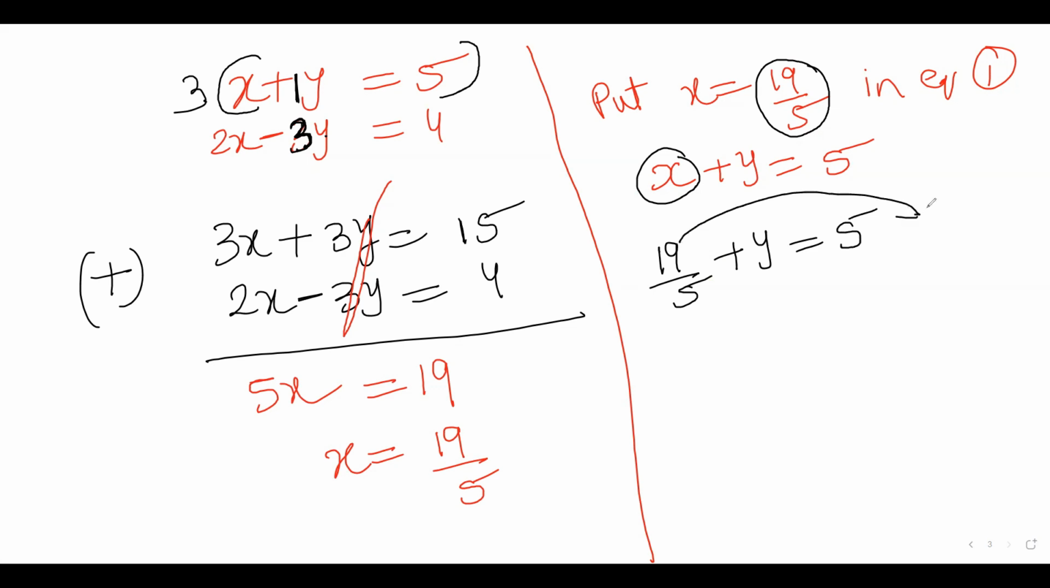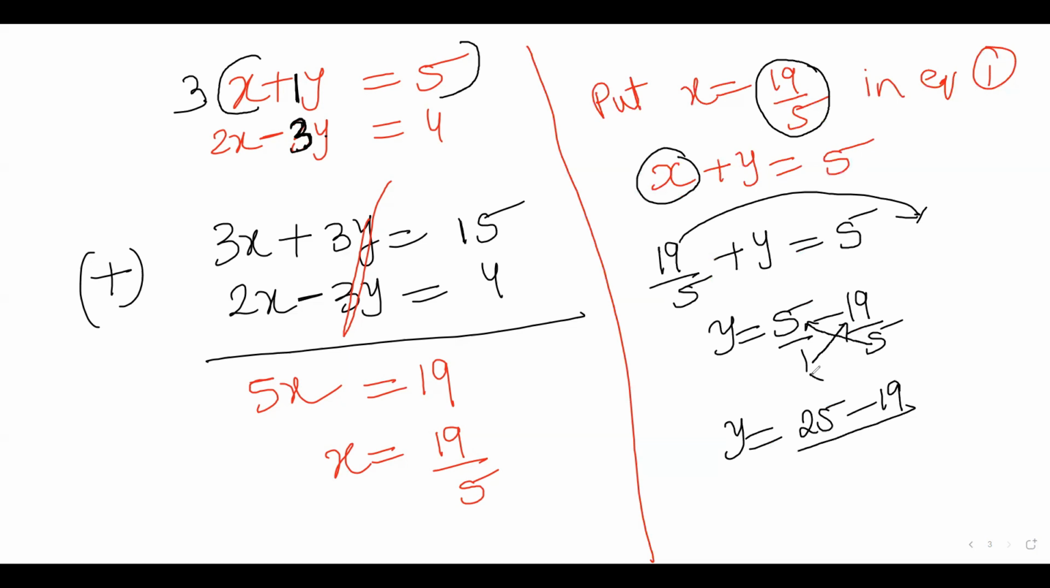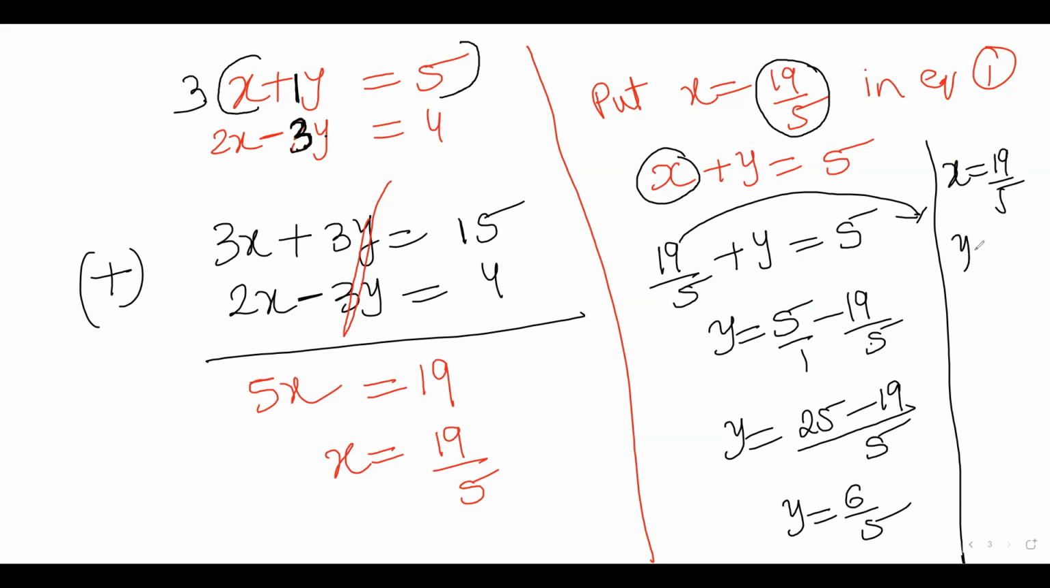19 by 5 ट्रांसपोज होगा, एलसीएम लेंगे, y इज इक्वल टू बोलिए क्रॉस मल्टीप्लाई हो जाता 5 5 जा 25, 19, 5 जा 5. So 25 minus 19. What is 25 minus 19? 6 by 5. So I got the answer. X is equal to 19 by 5. Y is equal to 6 by 5.